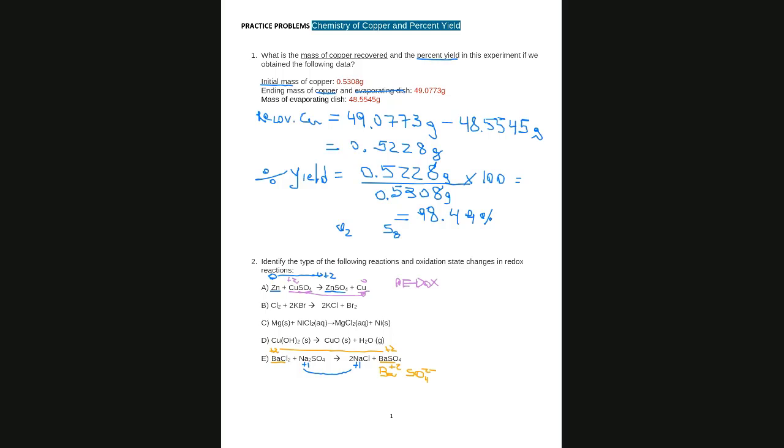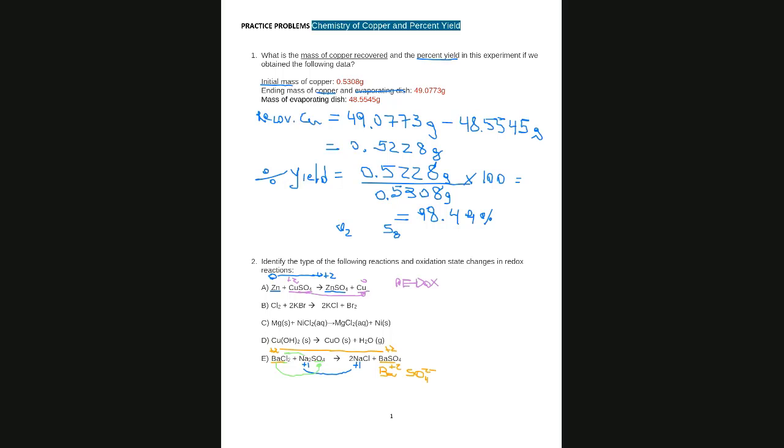What kind of reaction is reaction E? Are they switching partners? Just look. Barium is bound to the chloride, but it's tired of the chloride. The other option is the sulfate. So they switch partners. And the sodium goes with the chloride.